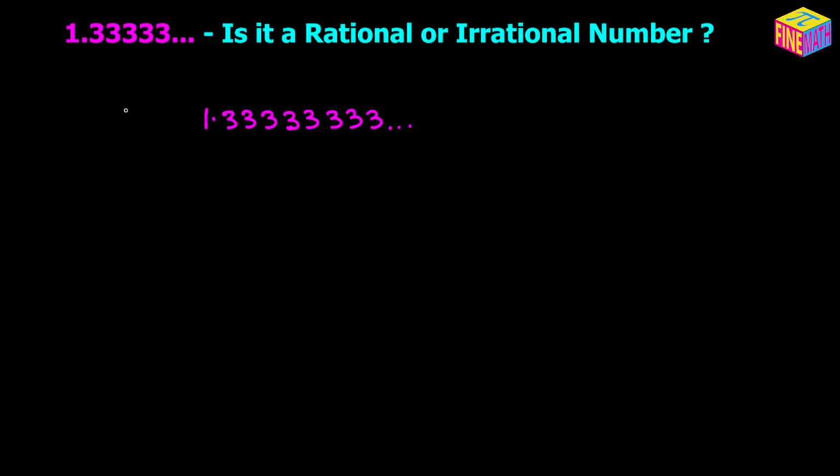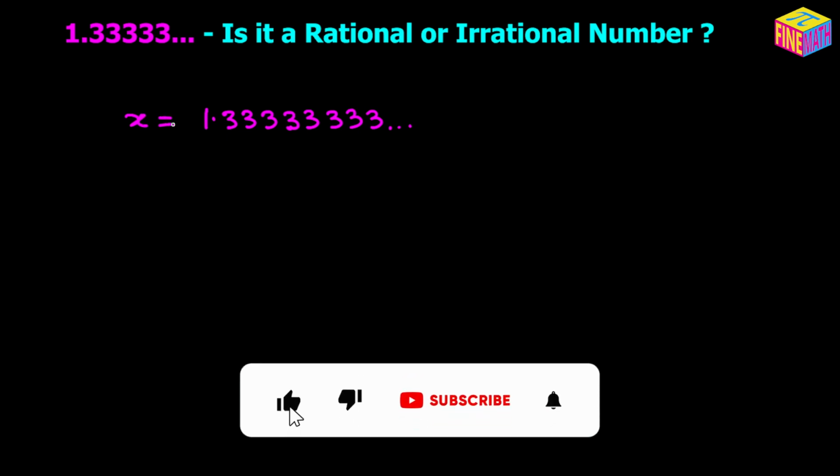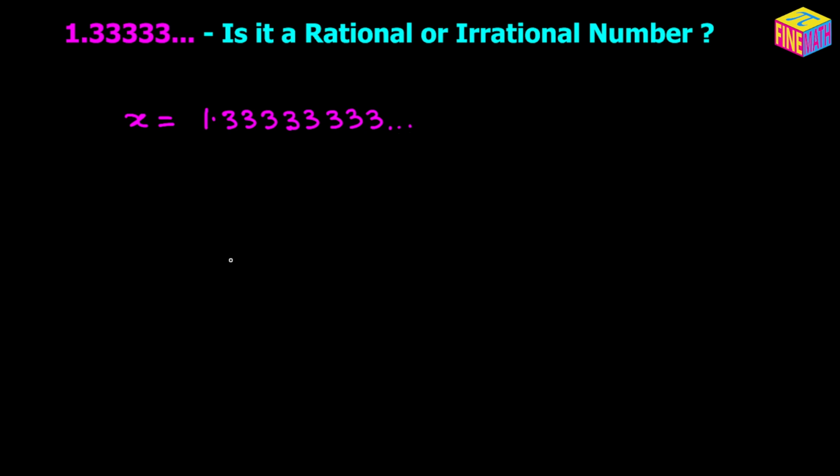Suppose this number is x. Let's assume that this is x. So our number is x, and x is equal to 1.333333. The decimal digit repeats infinite times, right?